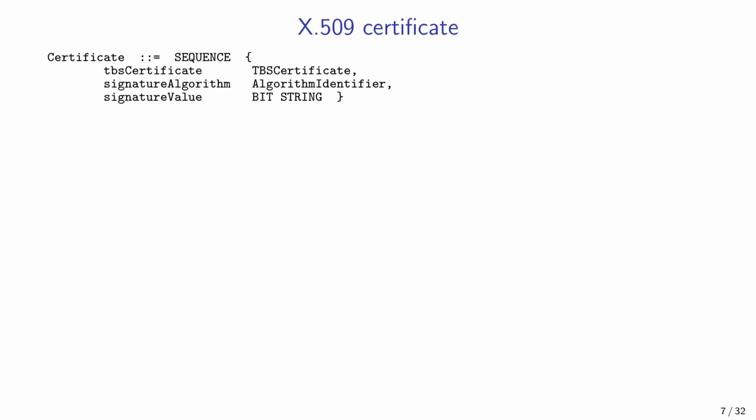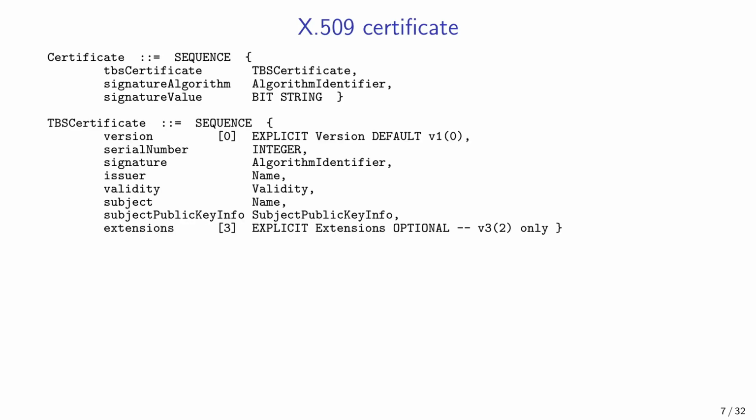Let's take a more in-depth look at the certificate and its ASN.1 notation. The certificate is one big sequence which consists of three fields. TBS certificate field, which contains certificate data to be signed. Then we have the signature algorithm that was used by the CA to sign the TBS certificate field, and then the signature value encoded as a bit string. If you look at the data which is to be signed, then we have the version number of the X.509 standard, and the serial number of type integer.